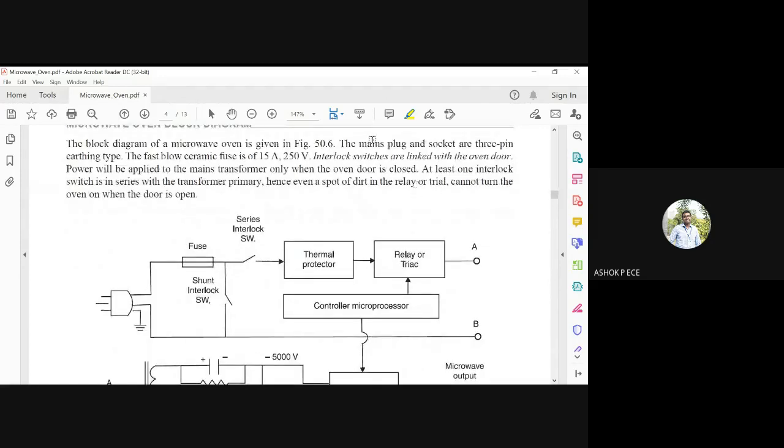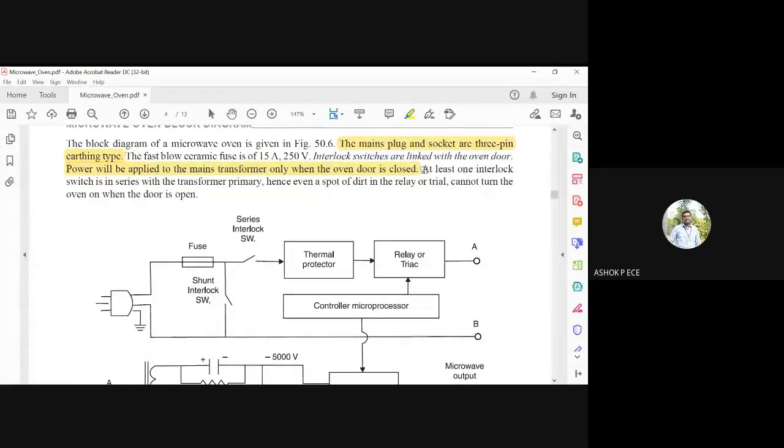See here, the main plug and socket are a three pin type. I'm going to use a three pin main plug and socket, and a 250 volt, 50 amp fuse. The interlock switches: you have a series interlock switch and you have a shunt interlock switch. The interlock switches are linked to the oven door, so power will be applied to the transformer only when the oven is closed. Only when the oven is closed will these switches be turned on and power applied to the microwave oven. Otherwise, the oven will be in the off condition.